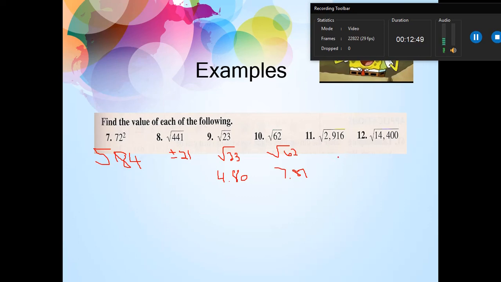Number 11, that's certainly not something I recognize. Let's see if it's a perfect square. When I type it into the calculator, I do get positive and negative 54. And then the last one, 14,400. This one happens to be a perfect square, so we could have positive and negative 120.